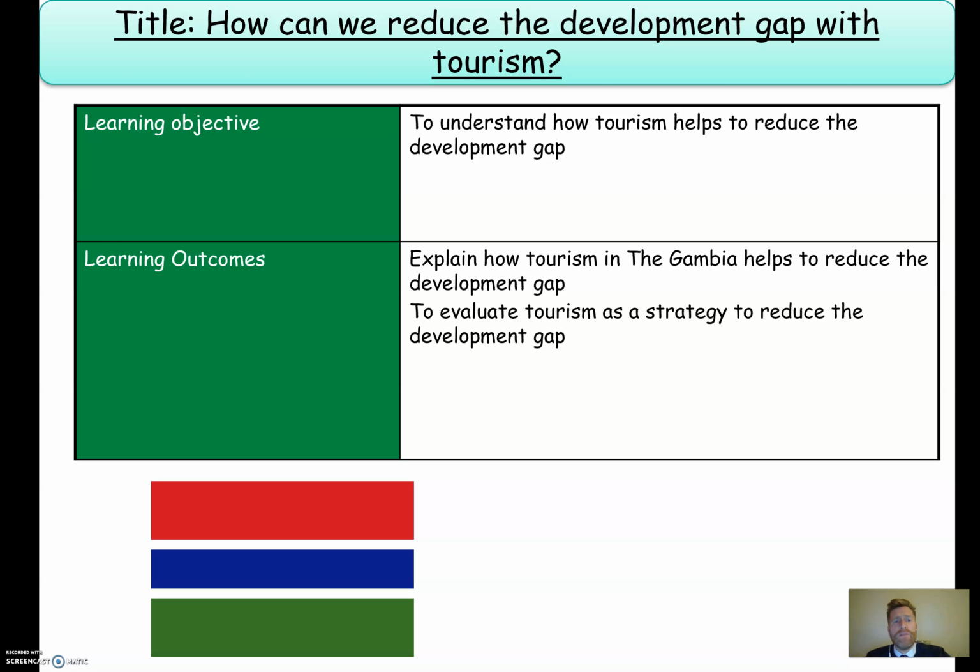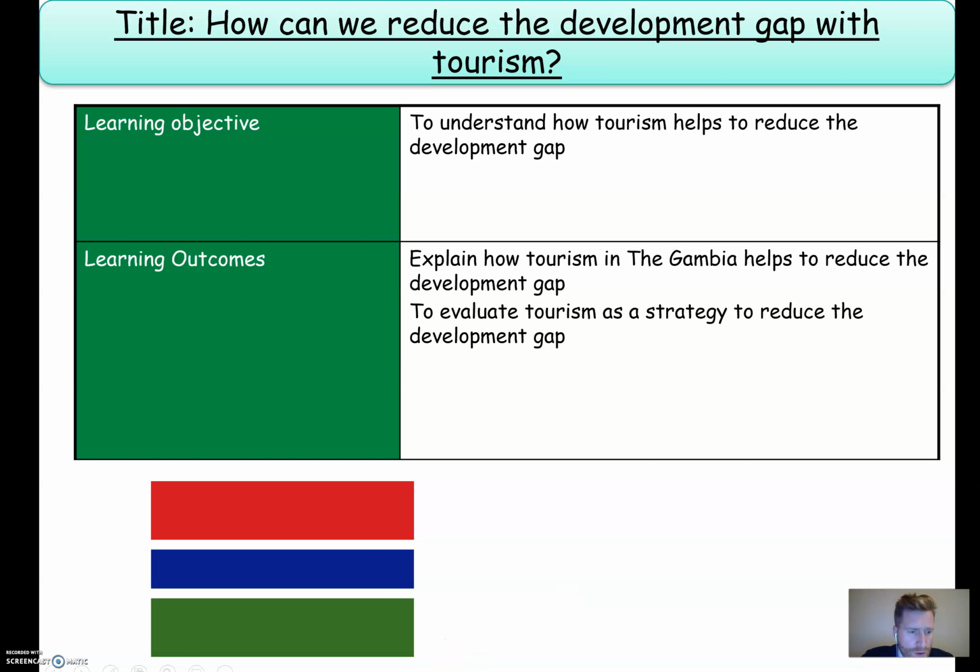We're going to spend the whole of today looking at tourism and how tourism can be used as a tool to improve a country's development. So by the end of the lesson, you're going to understand how tourism helps reduce the development gap. Specifically, we're going to be looking at Gambia as a case study. In your exam, you have 9-mark questions in which you're expected to give examples or case studies that you studied. So this is one such case study that you'll be using.